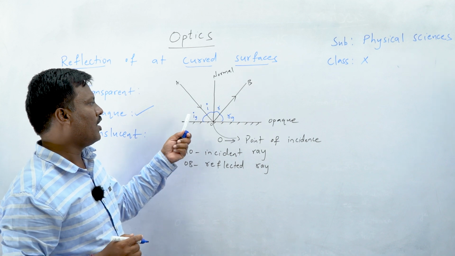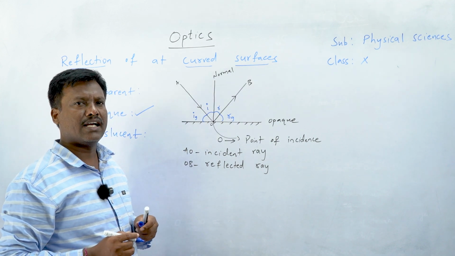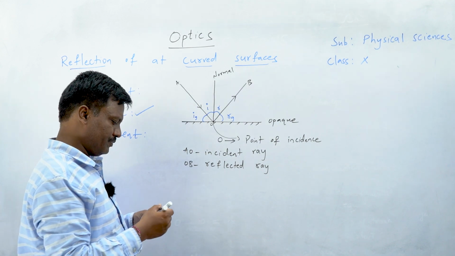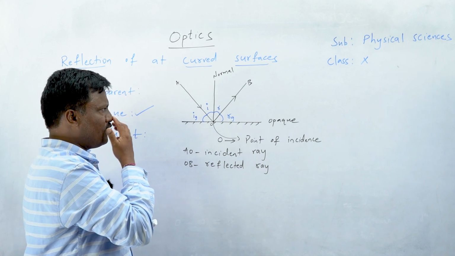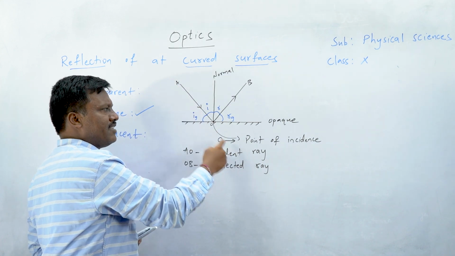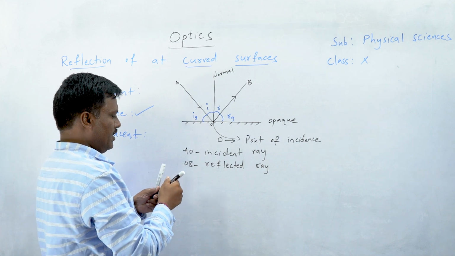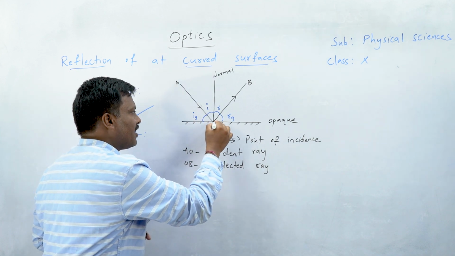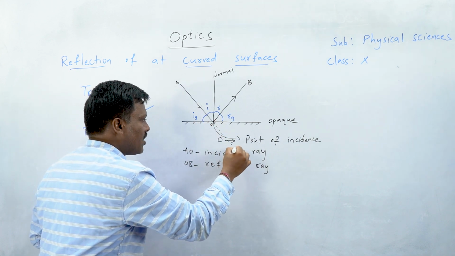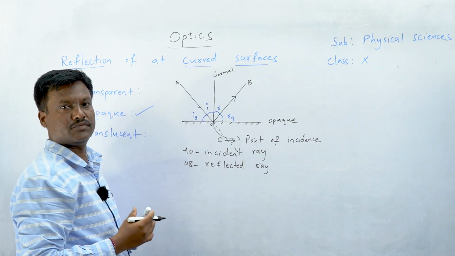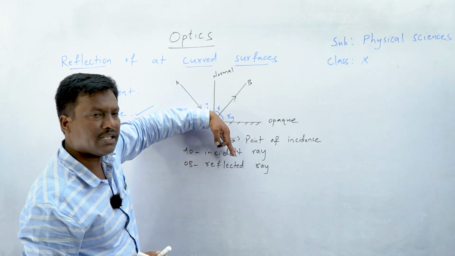Okay, and one more important angle I am going to introduce. See, actually this is the path of the light. The ray has to go this way, isn't it? This is the original path of the light. The light has to travel this way. This is the actual path.